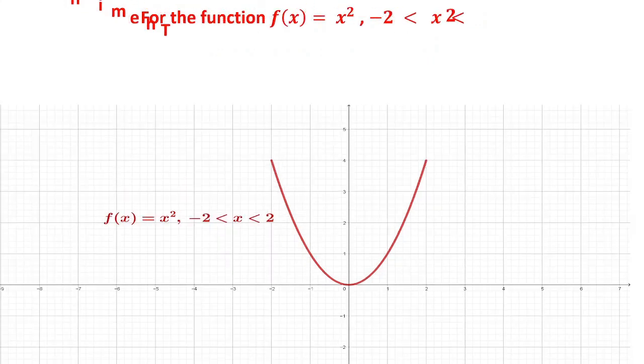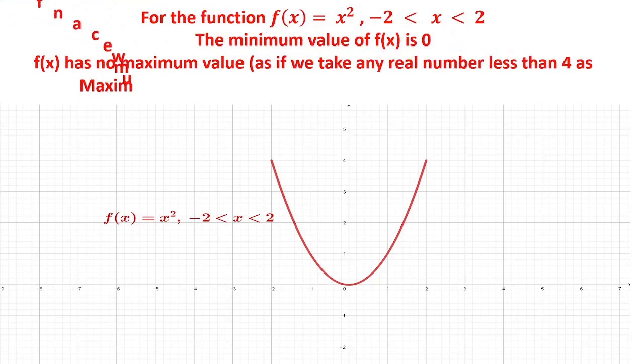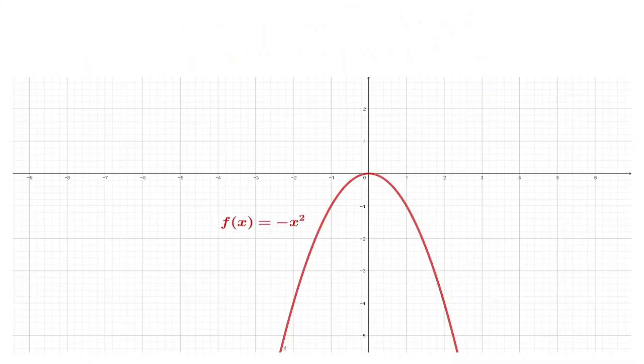And suppose you take the function with minus 2 less than x less than 2. Now remember, it will have a minimum value but no maximum value because x is not less than or equal to 2. Therefore, no maximum value, because if you take any real number less than 4 as maximum, we can find another real number more than that. Therefore, for this function, you will not have a maximum value even though it is a restricted domain.